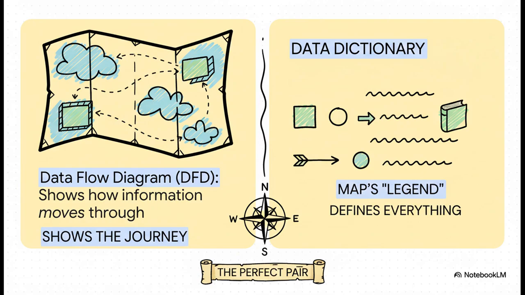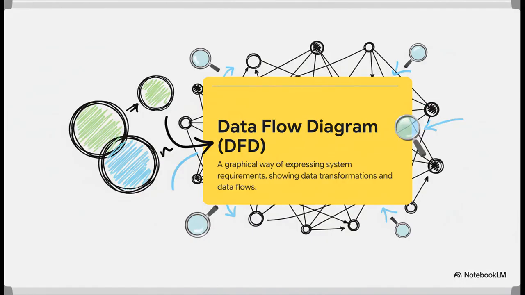Well, in our world, the map is something called a data flow diagram, or DFD for short. It shows how information moves. And the legend? That's our data dictionary. It tells us what every single piece of that information actually is. You can't have one without the other. They're the perfect team.